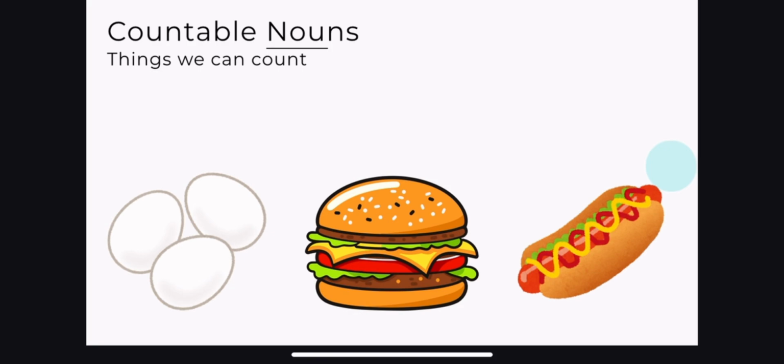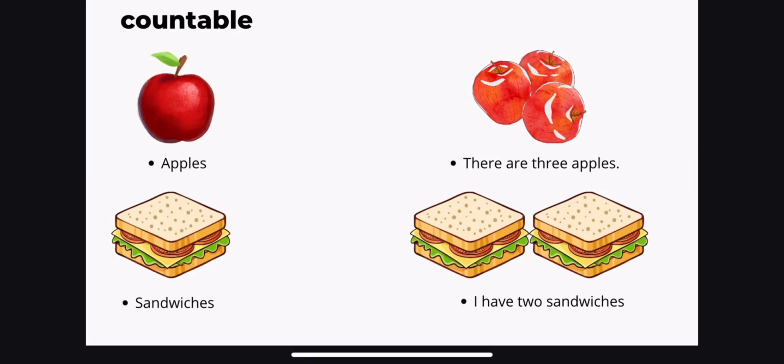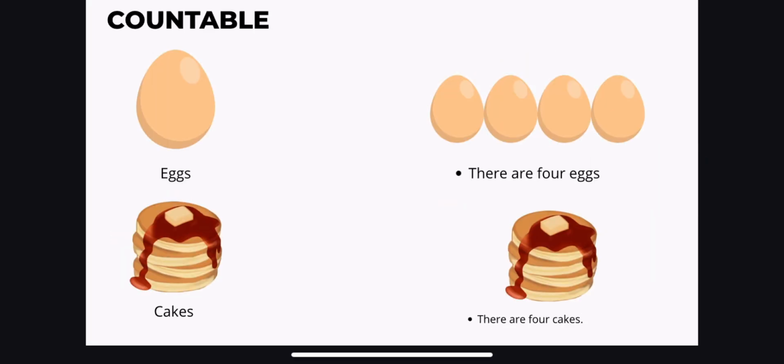For example, apples, eggs. These are apples and sandwiches. They are countable nouns. For example, there are three apples and I have two sandwiches. These are eggs and cookies. They are countable nouns. For example, there are four eggs and there are two cookies.